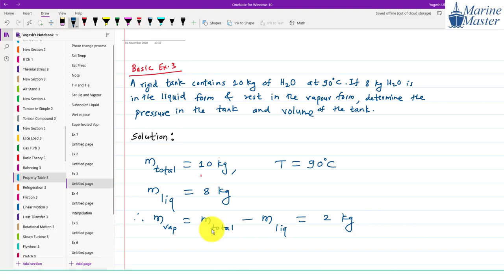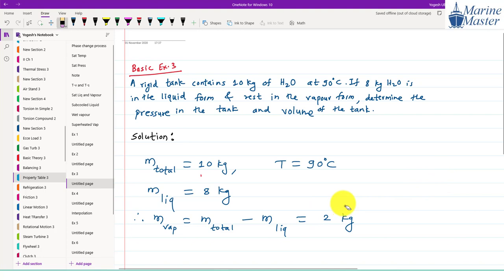Whenever any substance is in liquid-vapor form, it means what? It is a wet vapor. Here we have liquid 8 kg and vapor 2 kg, so it is a wet vapor. What is the meaning of the word wet? Wet means liquid is there. So here we have a vapor with liquid. It means a wet vapor scenario.